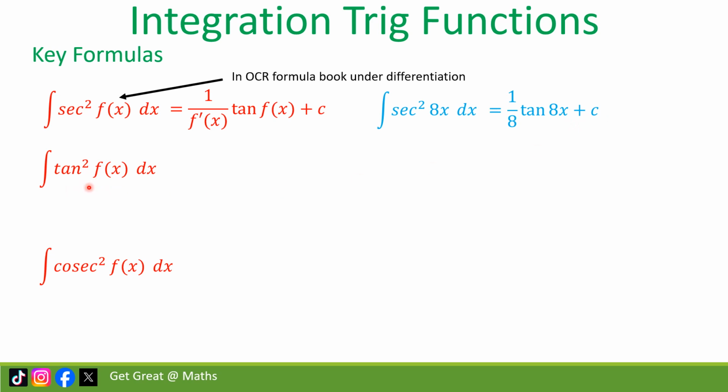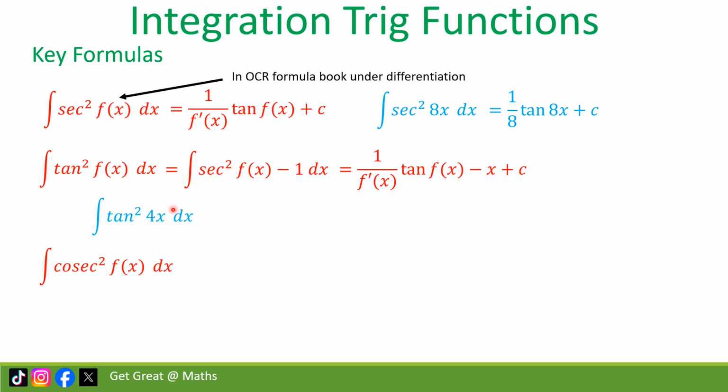The next one we're going to look at integrating is tan squared of f of x. Now, to be able to do this, we need to write tan squared as an identity, and tan squared of f of x is the same as sec squared of f of x take away 1. Now, we've just learned how to integrate sec squared of f of x, so it's exactly the same as what we've just done up here. So that is 1 over f dashed of x tan of f of x, take away the integral of 1, which is going to be minus x plus your c.